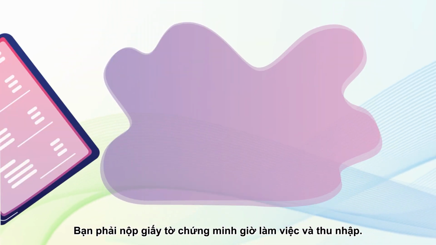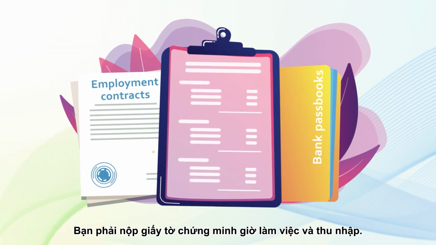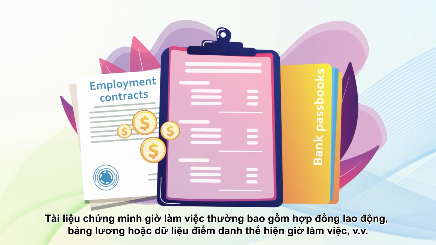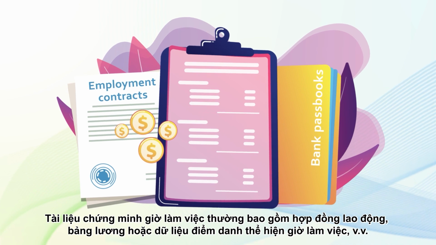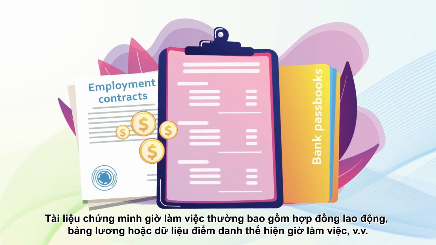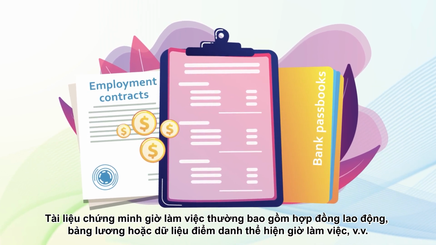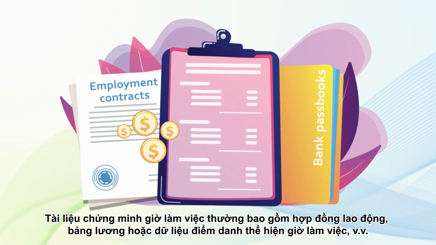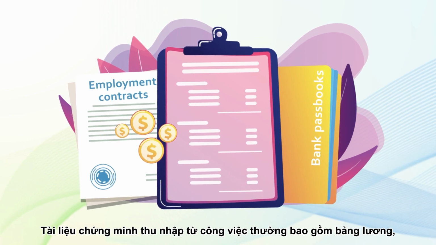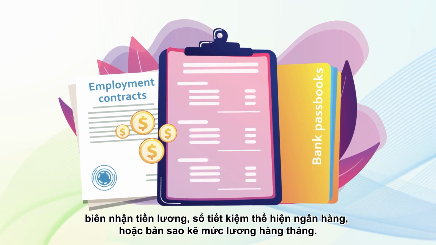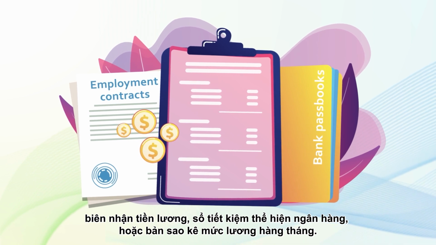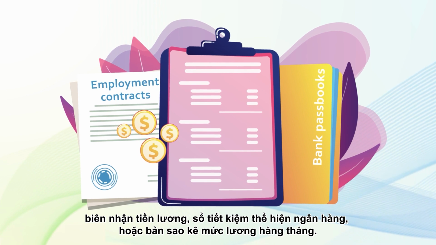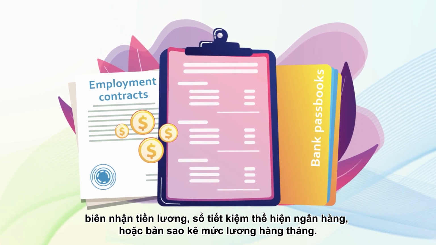You must submit documentary proof of working hours and income. For documentary proof of working hours, supporting documents generally include employment contracts, pay slips, or attendance records showing the working hours, etc. For documentary proof of income from work, supporting documents generally include pay slips, salary receipts, bank passbooks, or monthly statements showing the salaries.